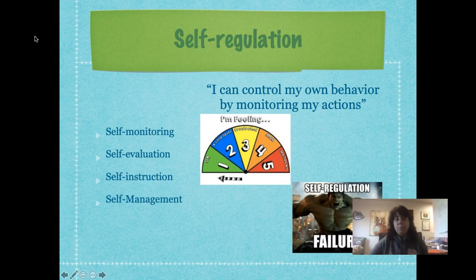Self-regulation, so controlling their own behavior and monitoring their own actions. So being able to self-monitor, self-evaluate, and self-manage in order to be able to be successful in some of these other areas of self-determination.